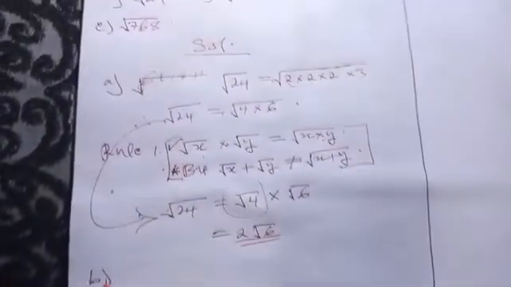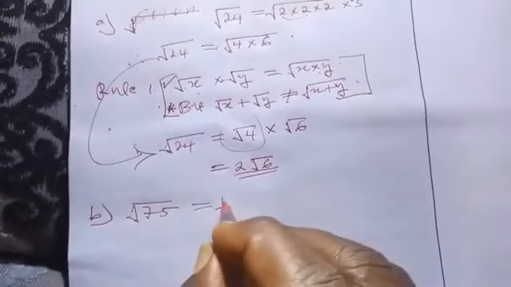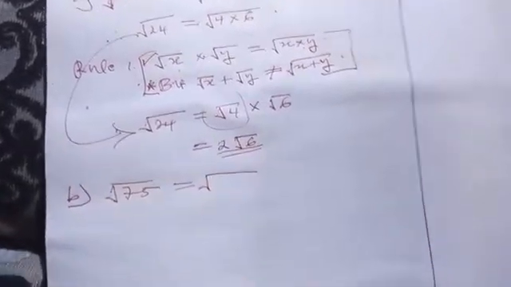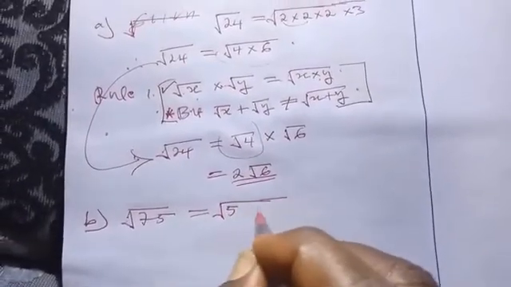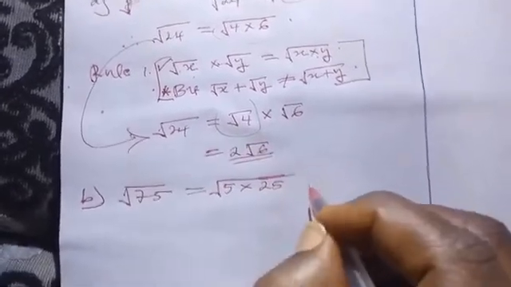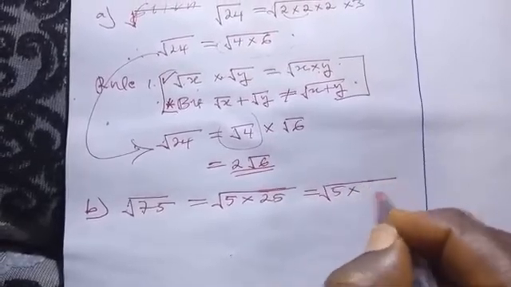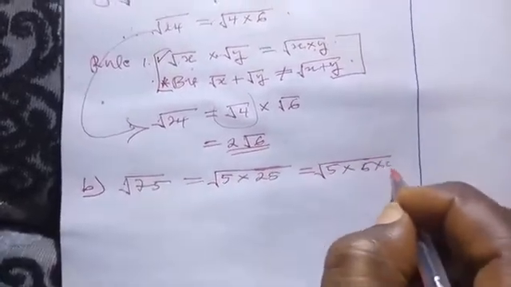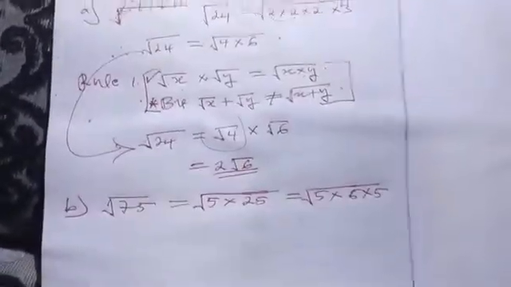We apply the same thing to the second one, B, the square root of 75. Now I can break 75 down into prime factors: 3 times 25, and 25 can further be broken into 5 times 5.